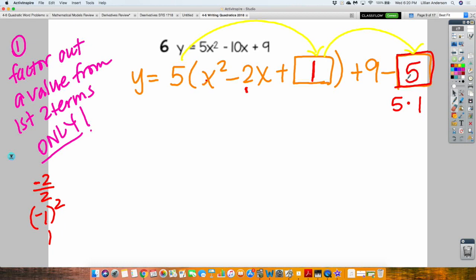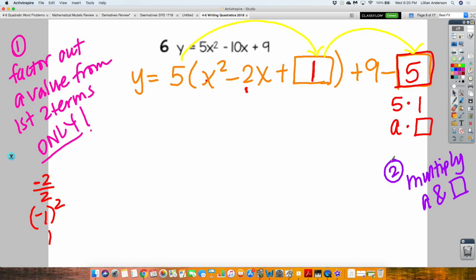The number that goes in this box is the value of A times whatever you got when you completed the square. Always, always. So that's the second thing, okay? You have to multiply the value of A and the number you got once you completed the square. After that, it's just like before. We're going to factor. So it's going to be x minus 1 squared, making sure we bring down the 5. And then we're going to do 9 minus 5, which is 4.